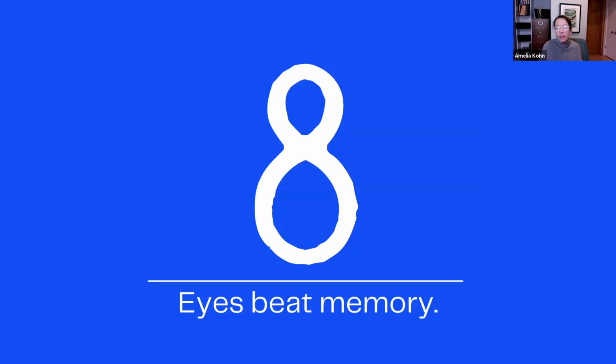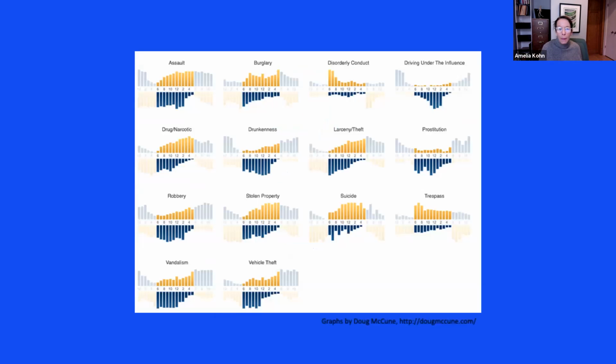Okay, eyes beat memory. This one also comes from Tamara Munzner. And it just means it's easier to compare charts that are placed side by side than to compare a chart that you're looking at to one that you saw a few seconds ago. So this is a great, again, another small multiples chart. This one's by Doug McCune, who also has a wonderful blog. And it shows the power of eyes over memory.